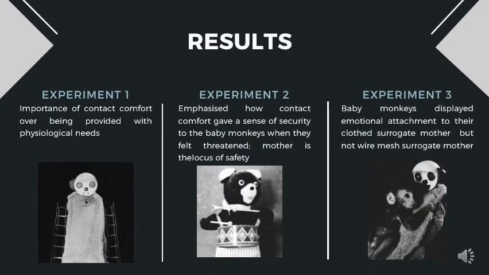From the experiments carried out, there are several results that can be unified under the umbrella of attachment theory. Experiment 1 highlighted the importance of contact comfort over being provided with physiological needs. Experiment 2 emphasizes how the baby monkeys would seek security in their surrogate cloth mother when they felt threatened. And experiment 3 showed how emotional attachment developed towards the surrogate cloth mother but not the wire mesh mother, even when the wire mesh mother was what nurtured the baby monkeys. These results point to the idea that physical affection and comfort are just as or even more important than meeting basic physiological needs in the mother-child dynamic and in breeding affection between the two.